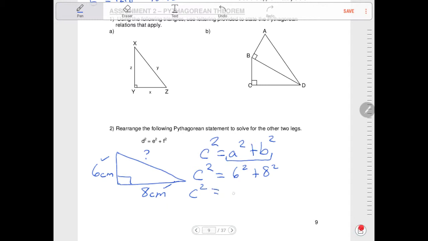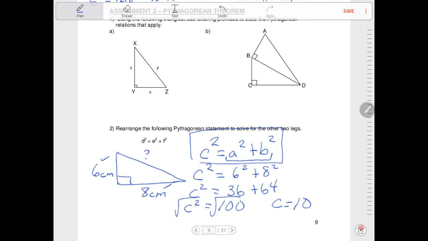C squared equals 36 plus 64. You combine those two values, that's 100. The hypotenuse in this case is not going to be 100 because you must square root both sides. That gives you a c value of 10. So again, I really want you to focus on, I'm looking for the hypotenuse, therefore it was this form of the equation that I have to use.